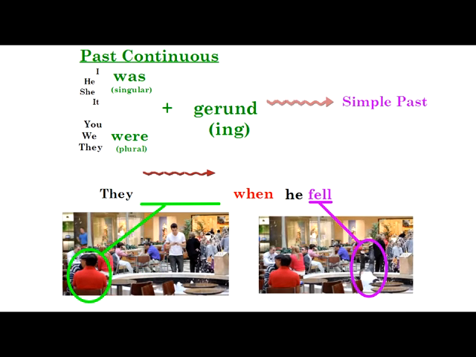Let's look at the other people. These two gentlemen, these two men over here. Do you remember what they were doing? They were talking when he fell. So notice I'm using were because I'm using my subject they. And for you, we, and they, I always use were for the past continuous and the gerund, talking. Okay, so remember, in the past continuous, it's when two actions happen. Usually I'm using my past continuous to describe the first action that was happening, and the simple past is the second action that happened.